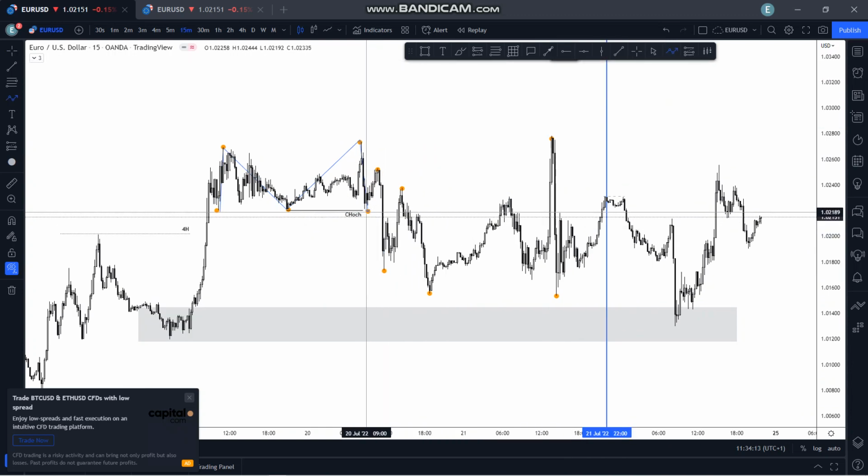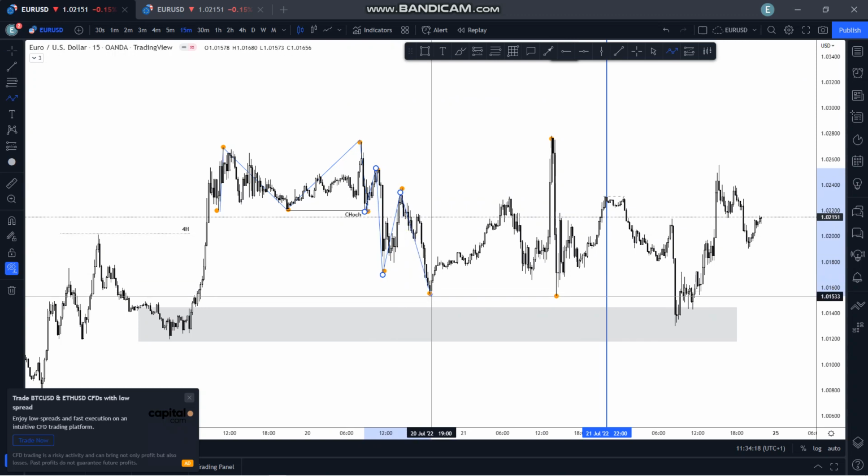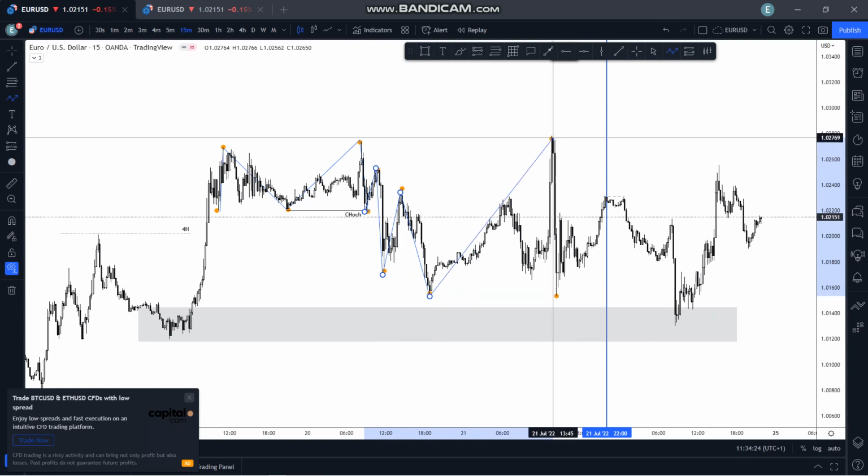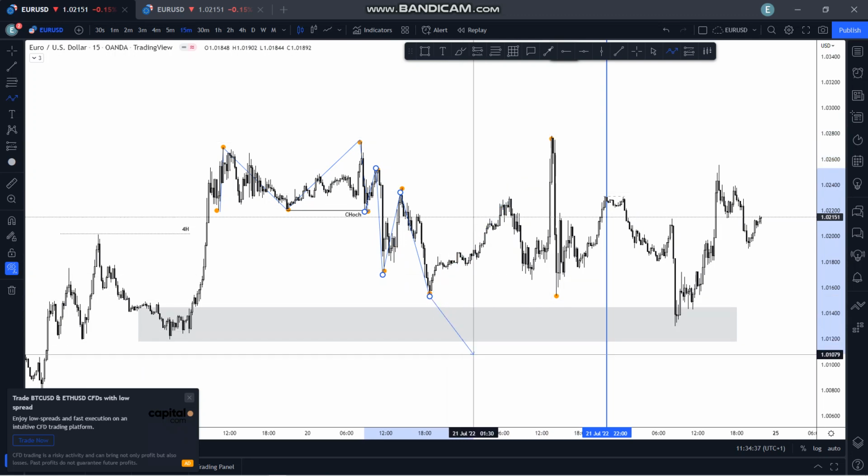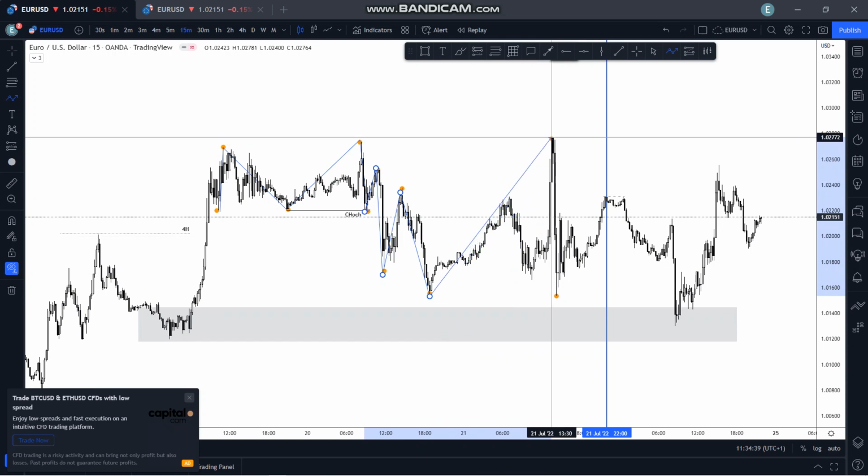All right. So this was the first change of character I observed. And after the change of character, we now started making consistent lower lows and lower highs, lower lows and lower highs. And all of a sudden, before getting into our POI, we had another change of character to the upside. So for me, this change of character to the upside was signaling a smart money trap, because we had not gotten a reaction into our block, but now we are having a change of character.